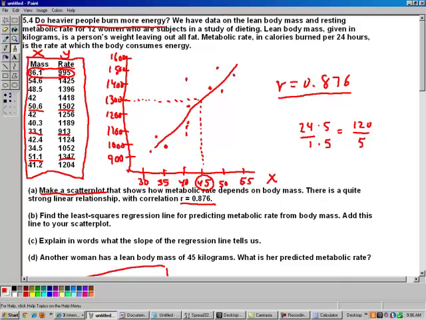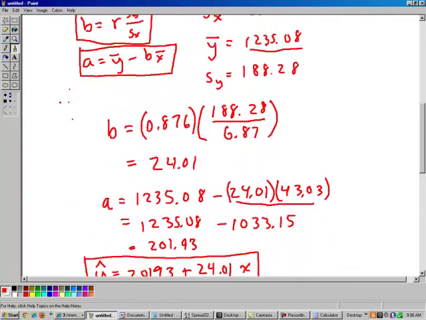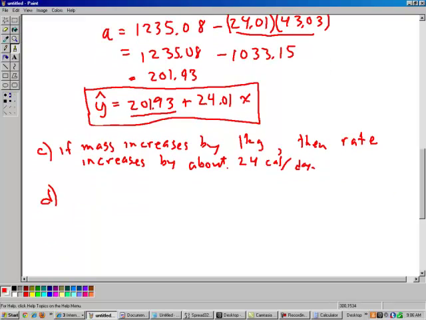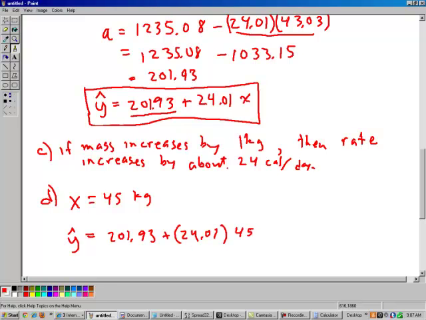But we can do better because we actually have a formula now. And here's our formula right here. So x equals 45 kilograms, and just plug it in right here. So I'm going to have y hat, which is the predicted metabolic rate for this person, is 201.93 plus 24.01 times x, which is now 45. And just do that computation there.